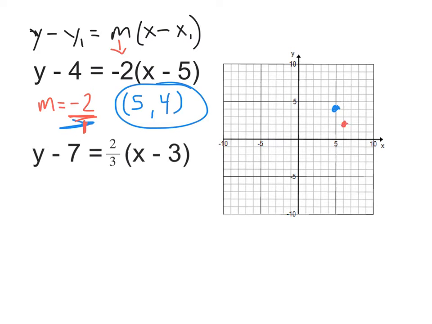And now if I know that that blue point, 5, 4, is on the line, and I used my slope to get to another point on the line, we know that the line looks like that. Okay, so why don't you go ahead, try the next one, pause the video, and then try it, and then check and see how you did.